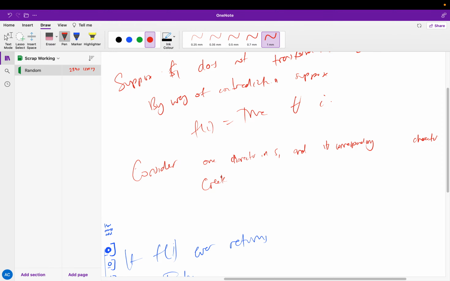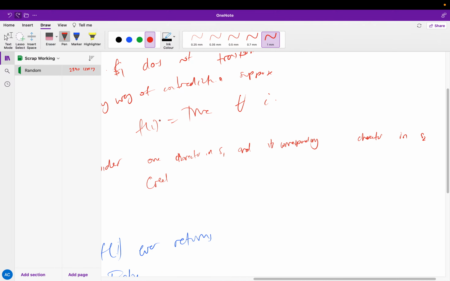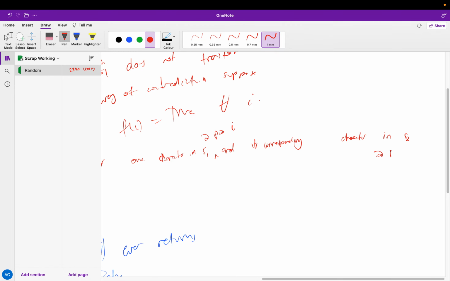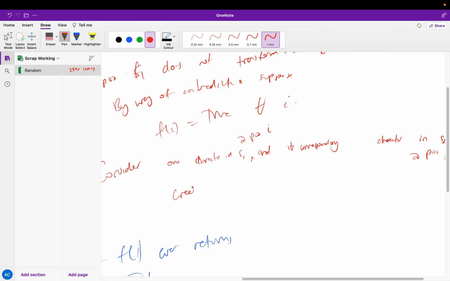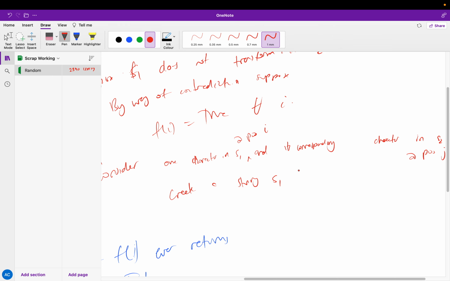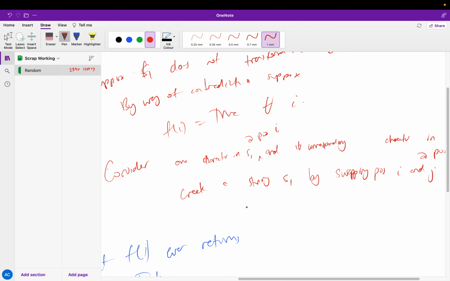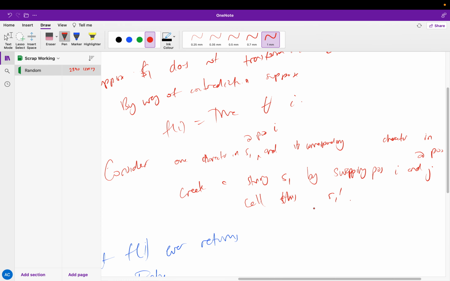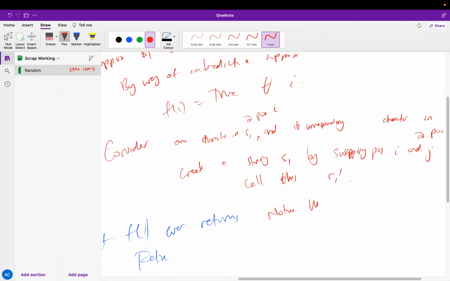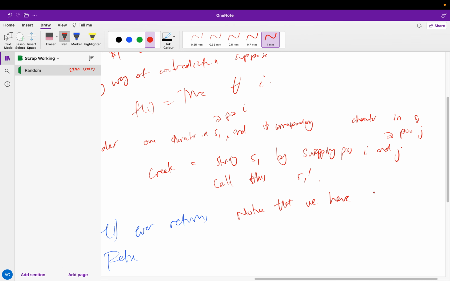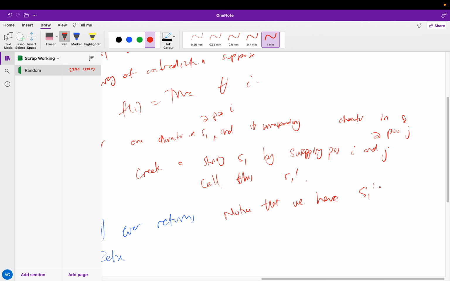Wait. Let me just give some letters. So, at position I, and then it's at position J, right? So, create a string S1 by swapping position I and J, right? Call this S1 prime. And basically, notice that we have basically the same situation.